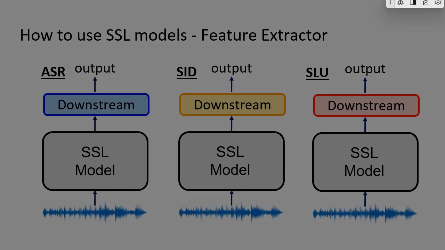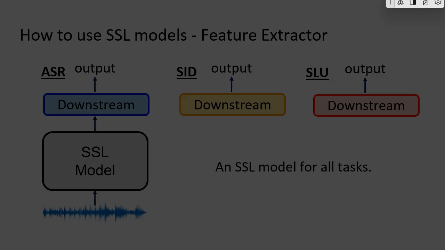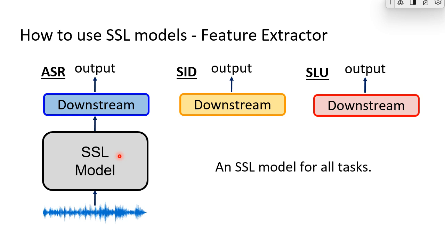Another way to leverage the self-supervised model is to consider it as a feature extractor. So the parameters of the self-supervised model are always fixed when you use them in the downstream task. You only train the downstream model and fix the parameters of the self-supervised model. If you use self-supervised learning in this way, you only have to store one self-supervised model for all the different tasks. So even though you want to add more tasks, you don't need more parameters for your self-supervised model. You only need one model for all the different tasks.